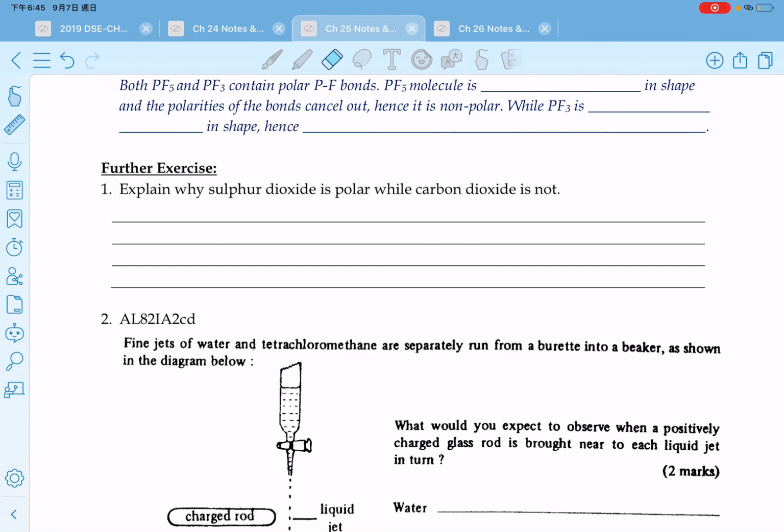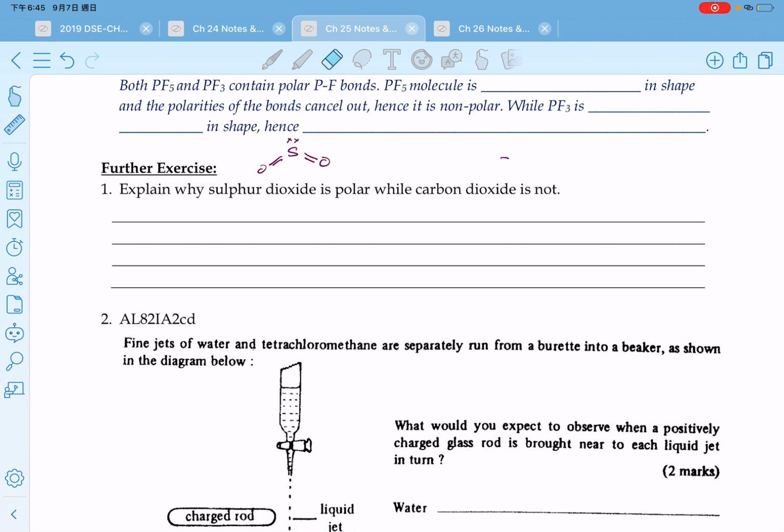Now, I will discuss the further exercise of chapter 25. Explain why sulfur dioxide is polar while carbon dioxide is not. We have to consider the shape of the molecule. Sulfur dioxide, in fact, is V-shaped. So that's why the shape of molecules is very important.